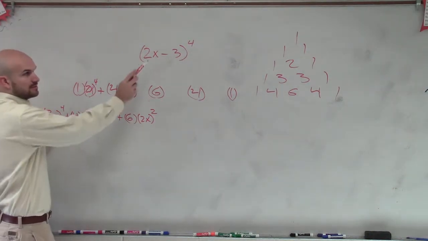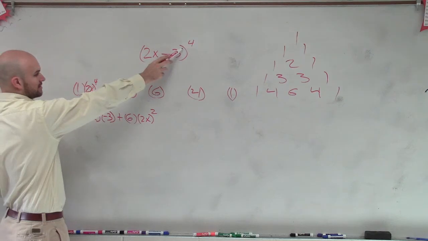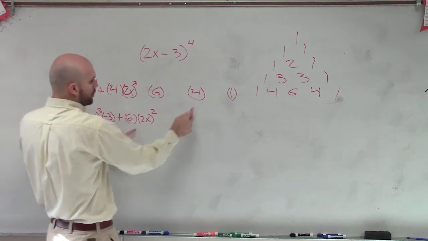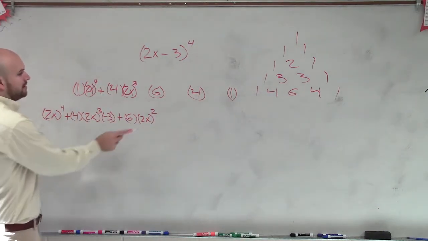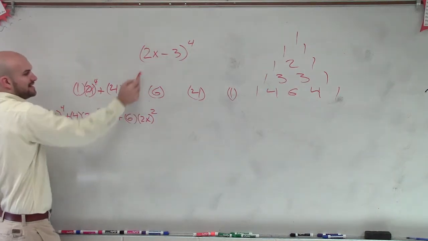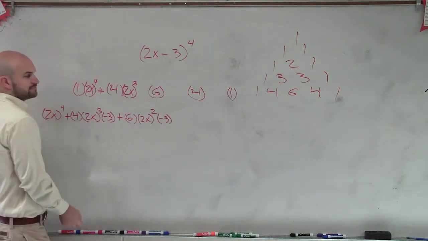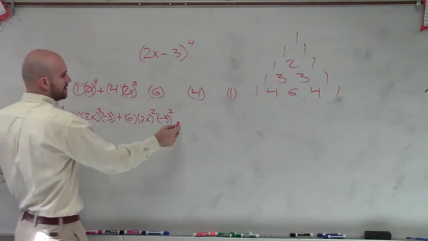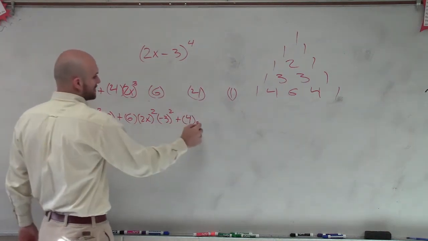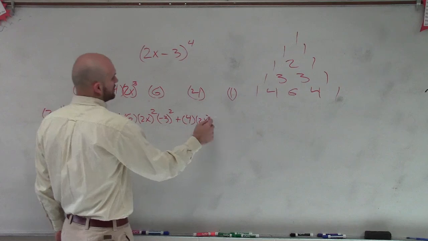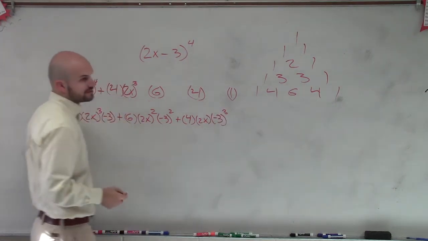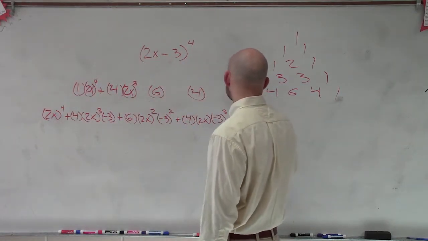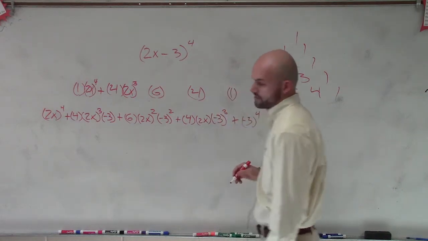This 2x starts at 4, then goes to 3, then 2, then 1. The only difference is I have different coefficients that I'm multiplying by. So 2x squared, and my negative 3 gets raised to what power? Second power. So it's negative 3 to the second power. Then plus 4 times 2x to the first times negative 3 cubed. And then plus 2x to the 0 times negative 3 to the 4th.